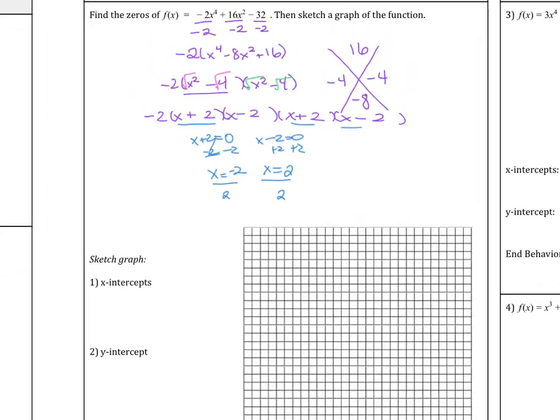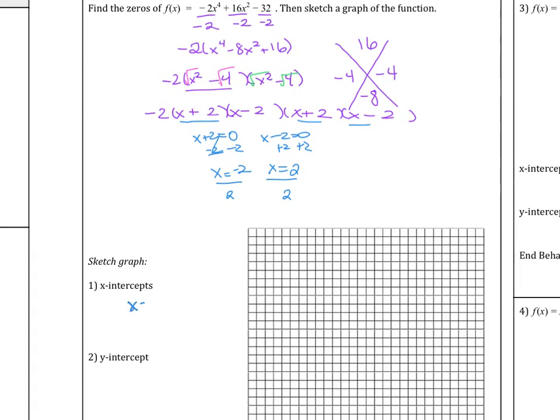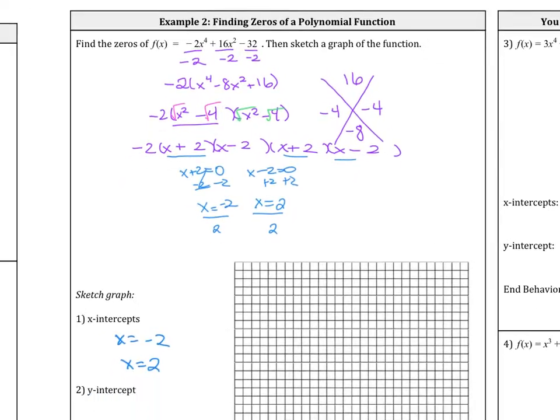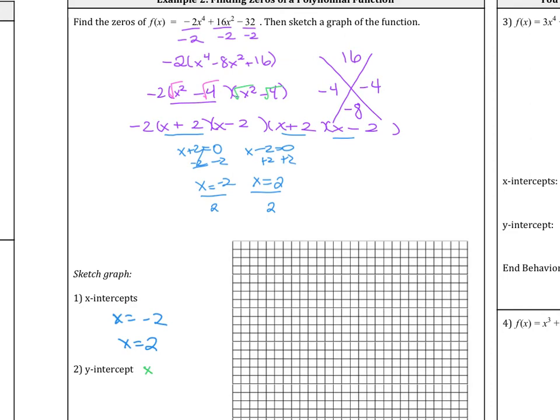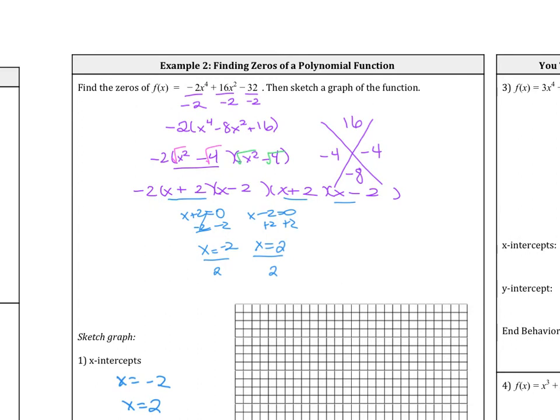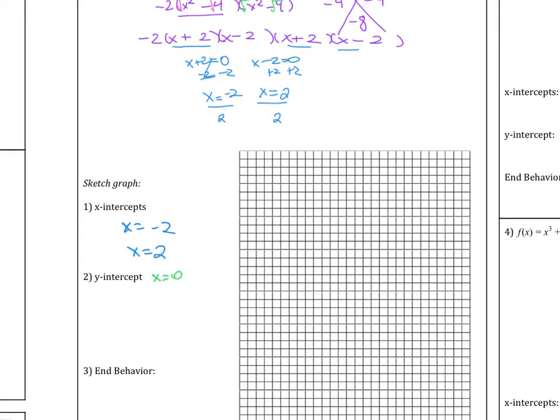And let's talk about what else do we know. So the x-intercepts we know is that x equals negative 2, x equals 2. Where is our y-intercept? Remember, the y-intercept is when we make x equals 0, or it's just a constant at the end of the polynomial. So looking here, if we plug in 0, notice that the x to the fourth, x squared would go away, right? Because 0 times negative 2 is 0, 0 times 16 is 0. And we're left just with the constant of negative 32. So our y-intercept is at y equals negative 32, or we can write that as 0, negative 32.